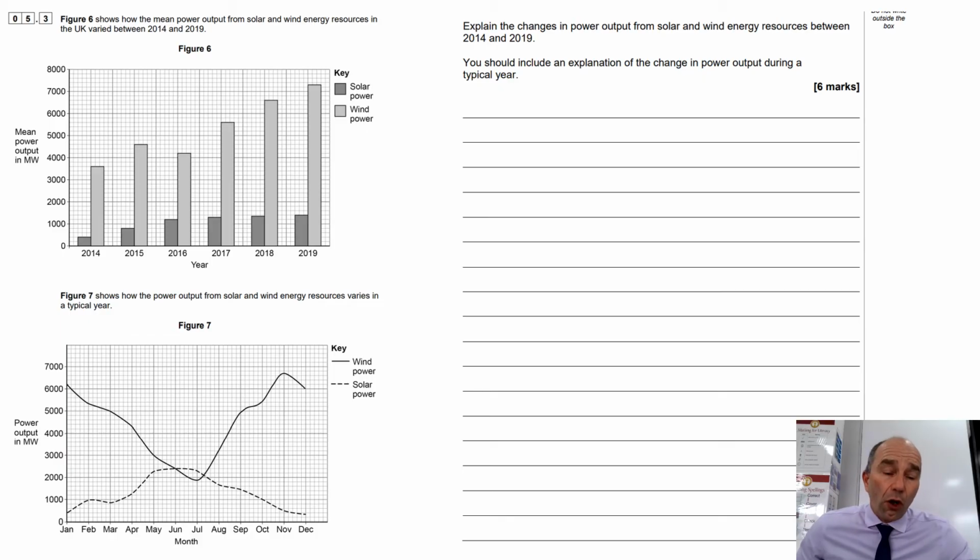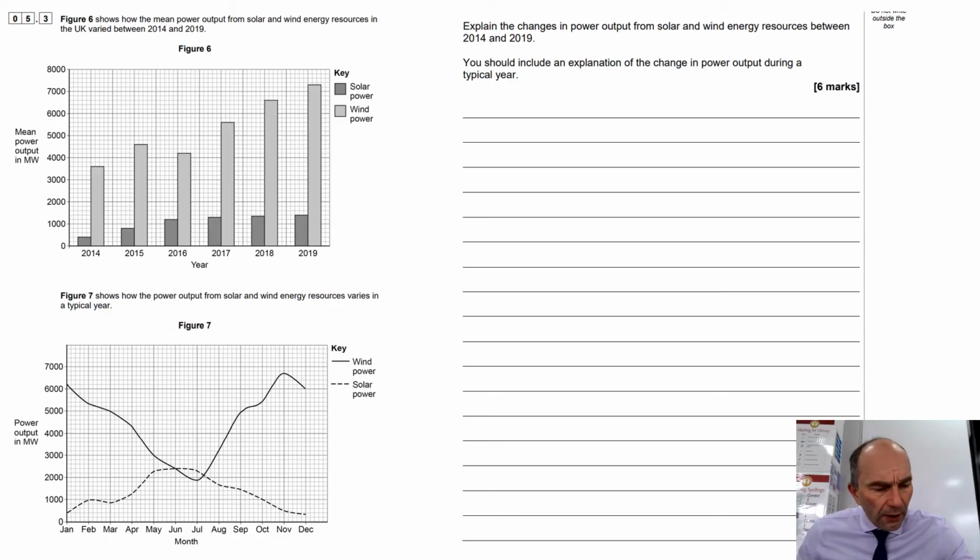If you start doing a bit of a comparison, you're getting into your level 2 answer for 3 to 4 marks. But if you want to get your level 3 answer, 5 and 6 marks, you have to be trying to explain why these trends are there in the graphs. So if we take figure 6 to begin with, now this is looking at the energy, the power generated, comparing solar power with wind power from 2014 to 2019.